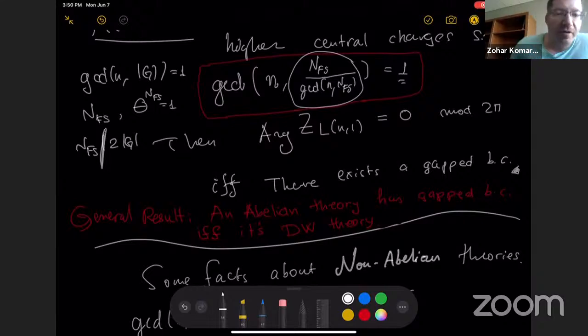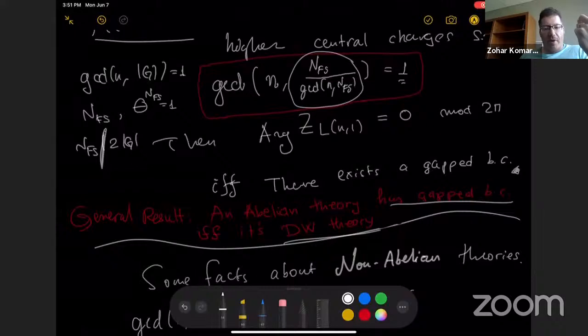Let me mention some very simple result that follows from this work. You can prove that if an abelian theory has a gapped boundary condition, it's actually a Dijkgraaf-Witten theory. A Dijkgraaf-Witten theory is a discrete gauge theory based on a finite abelian group. So using this, we prove this little fact.